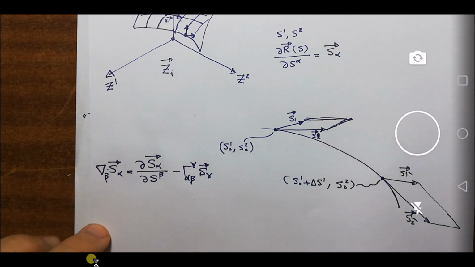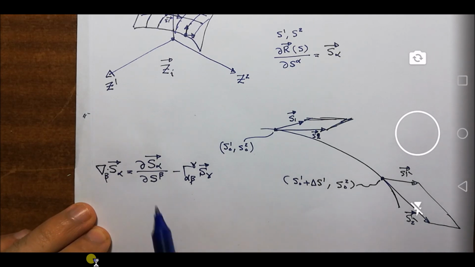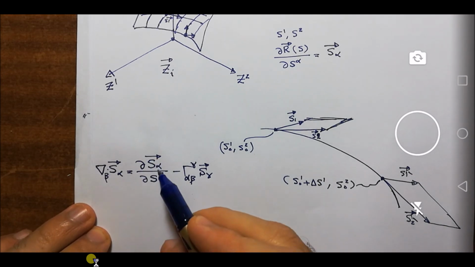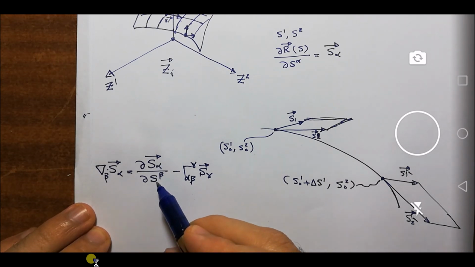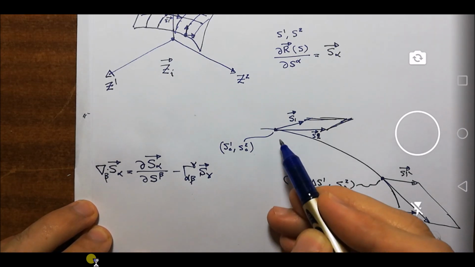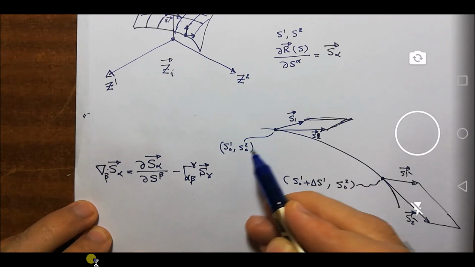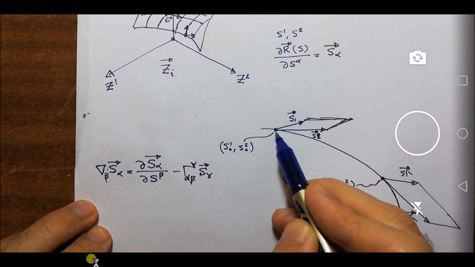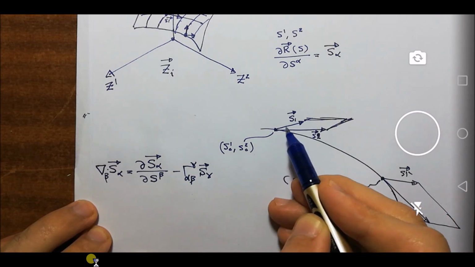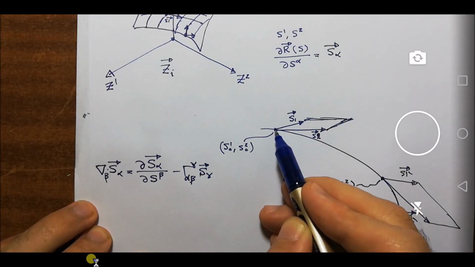Okay, now we want to focus our attention on this equation, the covariant derivative of the covariant basis. Let's start with this term. It equals the partial derivative of the covariant basis with respect to each of the spatial variables, that is S1 and S2. So assume we are at a particular point defined by S1⁰ and S2⁰. Okay, and at this point we have the covariant basis given by S1 and S2. And this is the plane that is spanned by those two basis vectors. Remember, this is the tangent plane to the surface at this point.